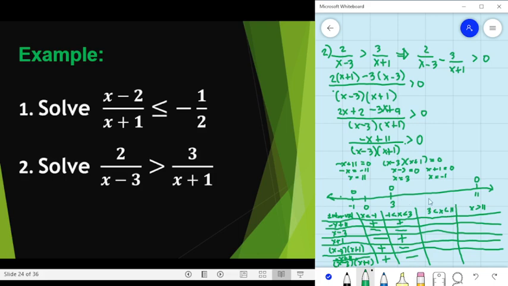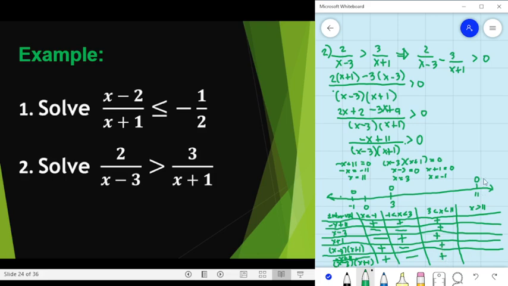Okay, so between 3 and 11, let us take x equals 5. You could also use 4 or 10, it depends on you. So we use 5. Negative 5 plus 11 is positive 6, so positive. 5 minus 3 is positive 2, so positive. Then 5 plus 1 is 6, positive. Then multiply the two: positive times positive is positive. Then divide: positive divided by positive is positive also.